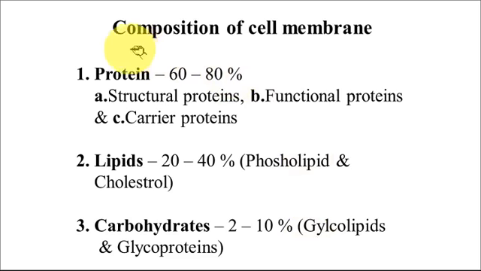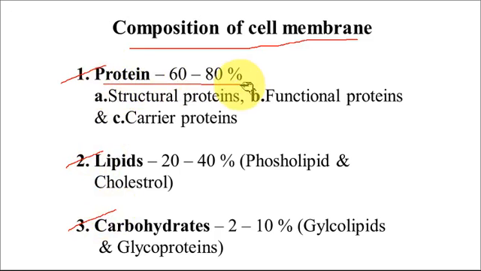If you look at the composition of the cell membrane, these are primarily made up of three important components. One is protein, second one is lipids, third one is carbohydrates. Protein comprises the major share, around 60 to 80% of the total cell membrane composition, which is further classified into three types of proteins. One are the structural proteins, second one are the functional proteins, third one are the carrier proteins.